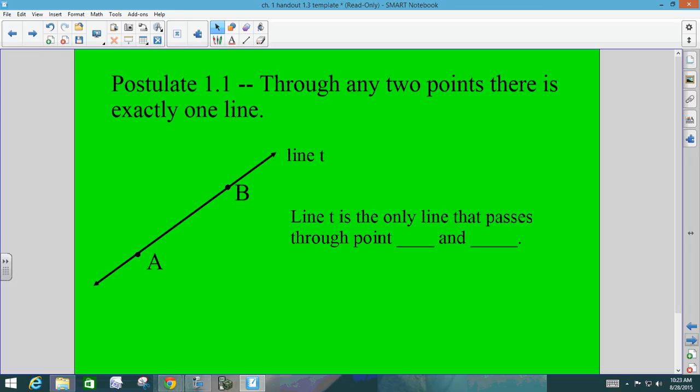The first one, postulate 1-1. Through any 2 points, there is exactly 1 line. Point E, point W. 2 points, right? Which means I can make 1 line through them. There is no other line that exists through those 2 points. Through any 2 points, exactly 1 line. E and I. There is only 1 line that will connect E to I, no other. So your first postulate is telling you, if you have 2 points, you get 1 line and only 1 line. Right?